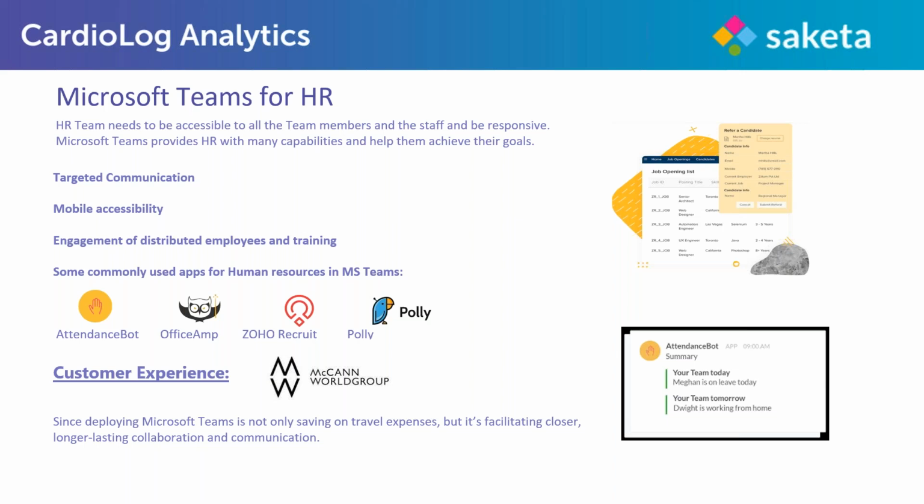They can use attendance bot to track attendance and time of the employees. Office AMP lets employees log the issues anytime and anywhere, and then HRs can look into those issues. Zoho Recruit helps HRs in the recruitment process, and Poly helps them in creating instant polls with live results, and this makes it easy for users to engage and increase participation.